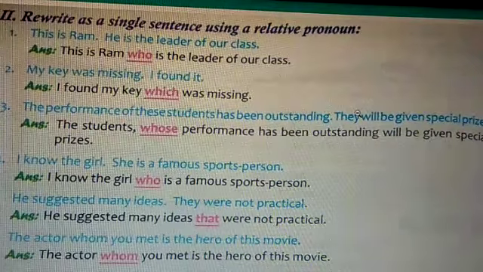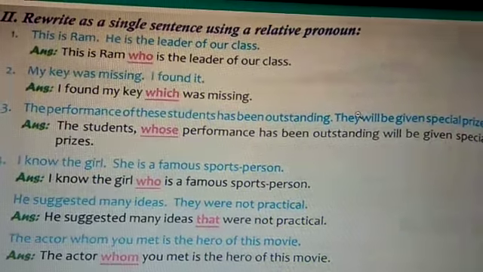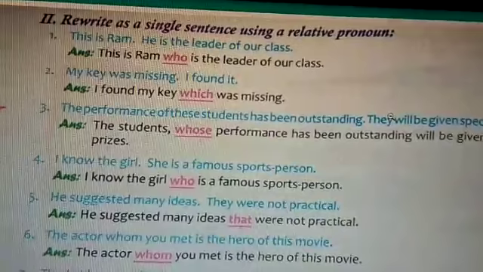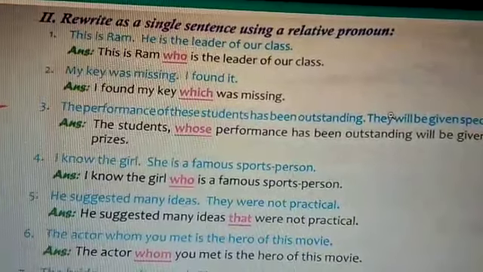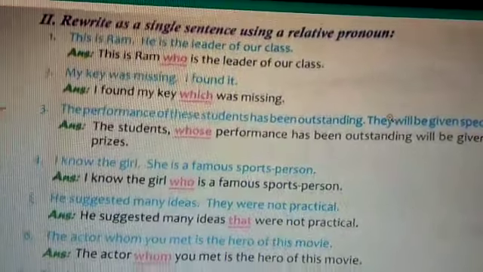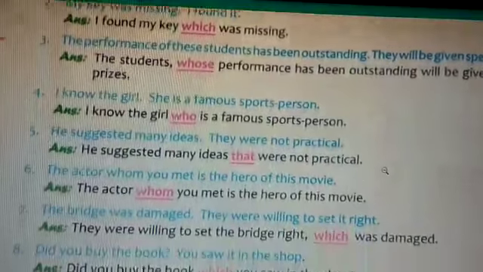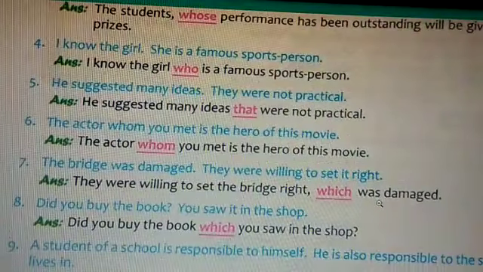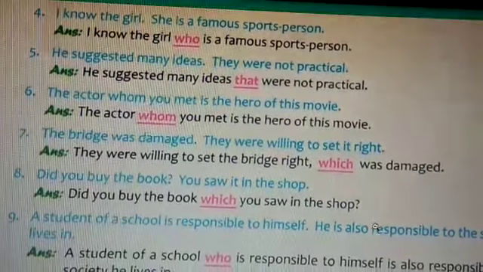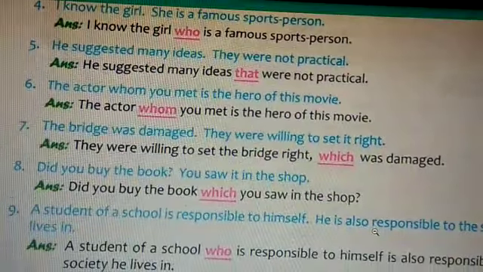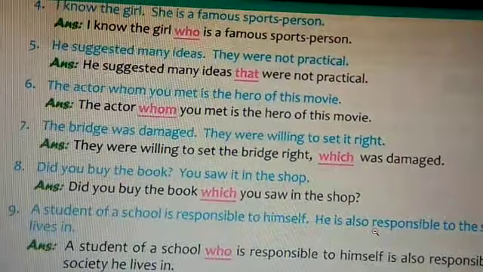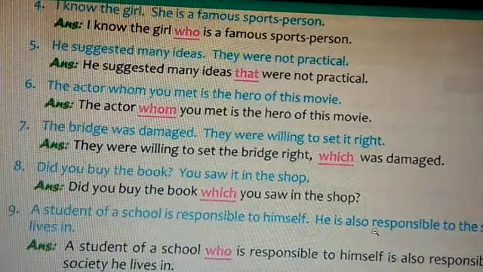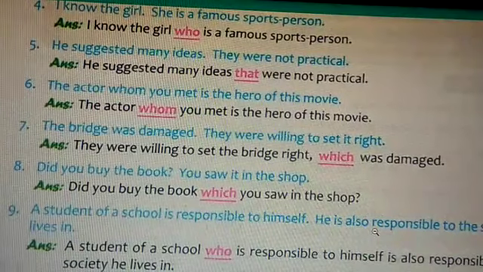Now coming to the fourth one. I know the girl. She is a famous sports person. So answer is, I know the girl who is a famous sports person. Fifth one. He suggested many ideas. They were not practical. Answer is, you see, he suggested many ideas that were not practical.